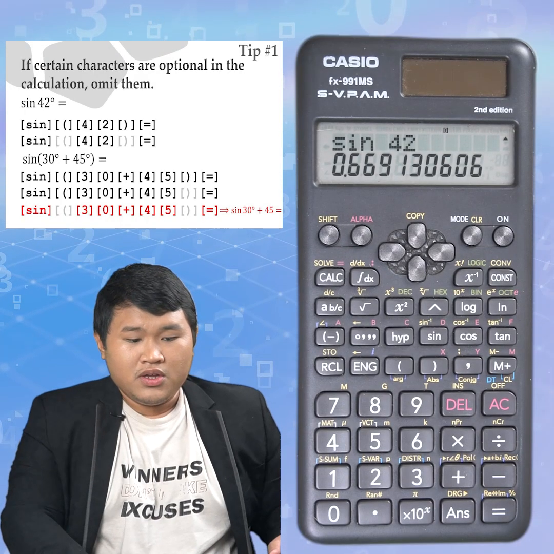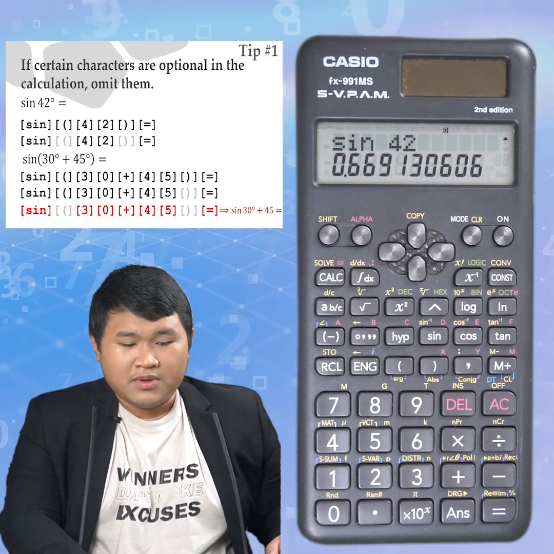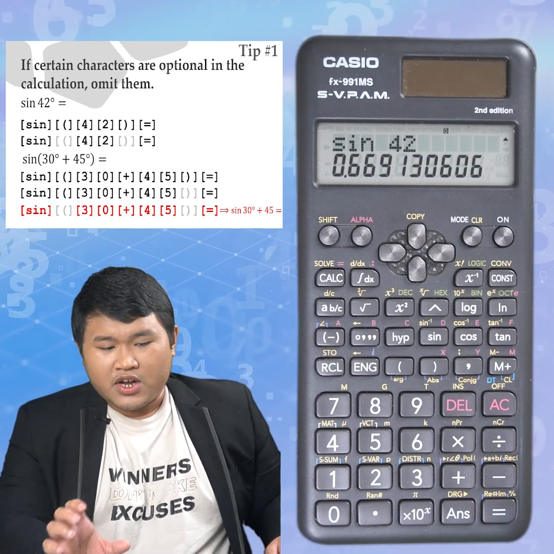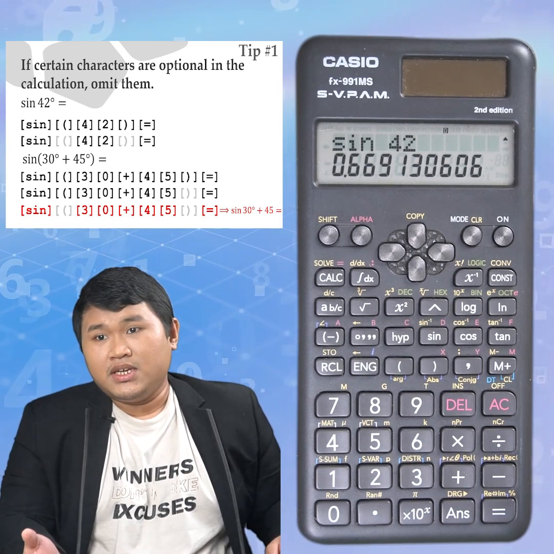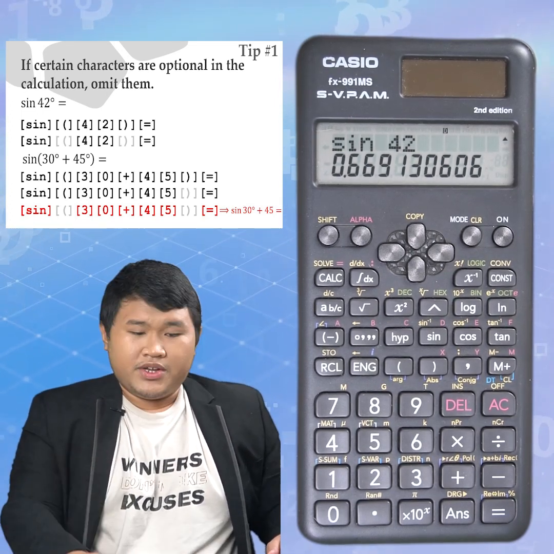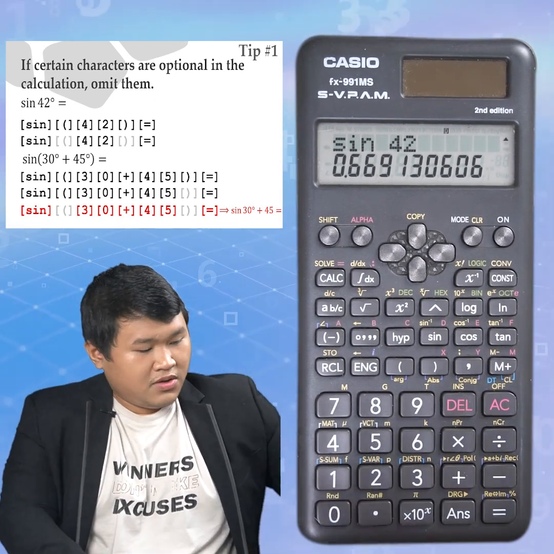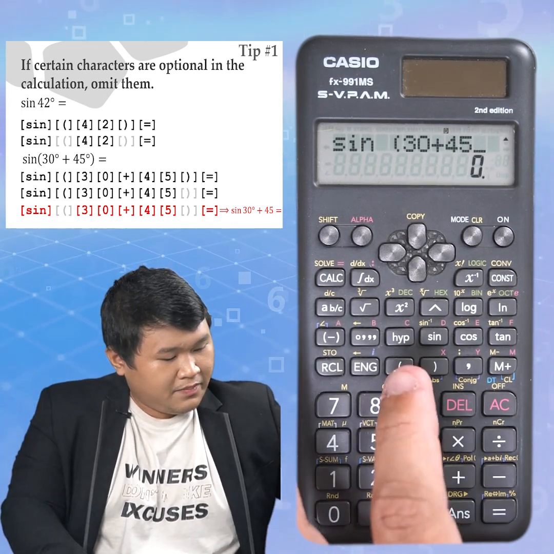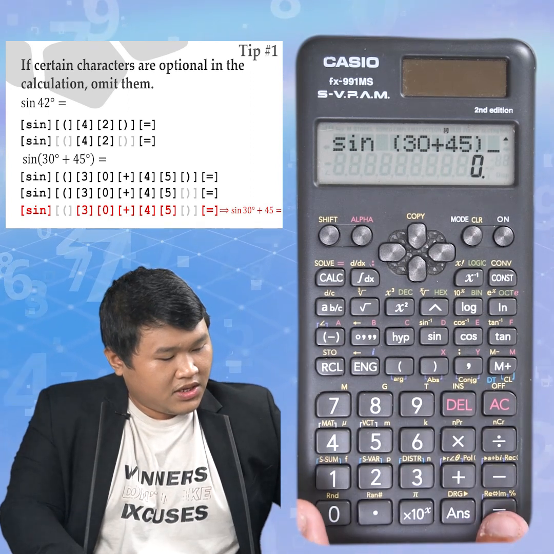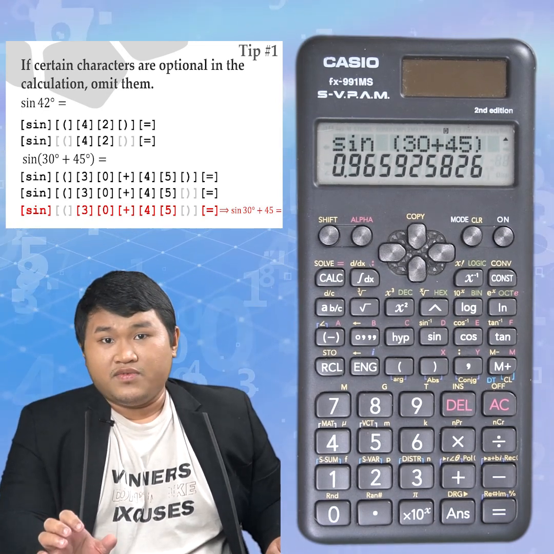As another example, let's have a longer one, which is sine of the quantity of 30 degrees plus 45 degrees. In this case, because the argument of the sine function is composed of two numbers separated by a plus sign, clearly parentheses are required. You cannot remove the parentheses, and I will explain later on. So let's input sine of open parenthesis 30 plus 45 close parenthesis and then equals. That's the value, and that's how you calculate it conventionally.